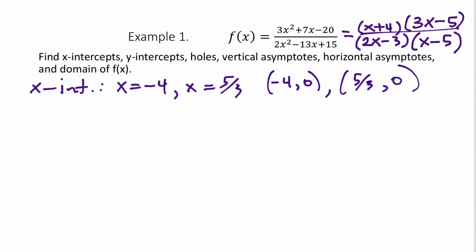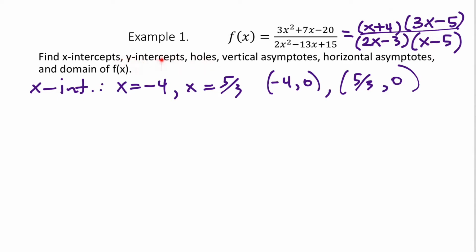The next thing is the holes. So we want to check and see if any of these factors match up top to bottom. Can go diagonally as well. None of them match up either up, down, or diagonally, so there's no holes.